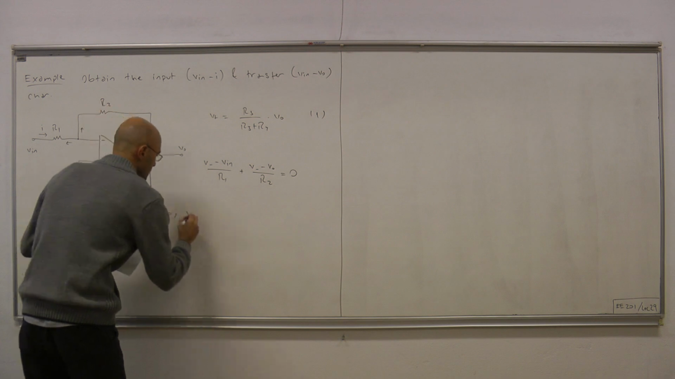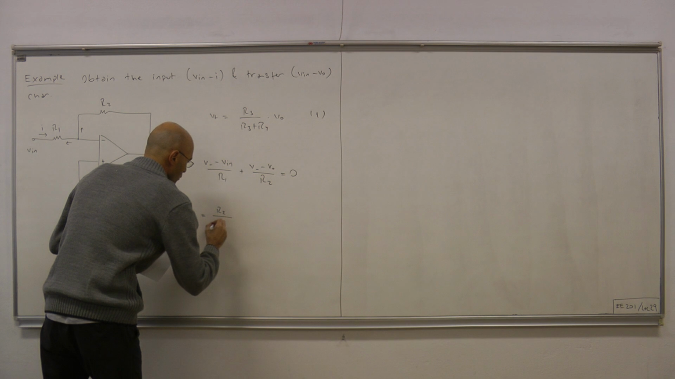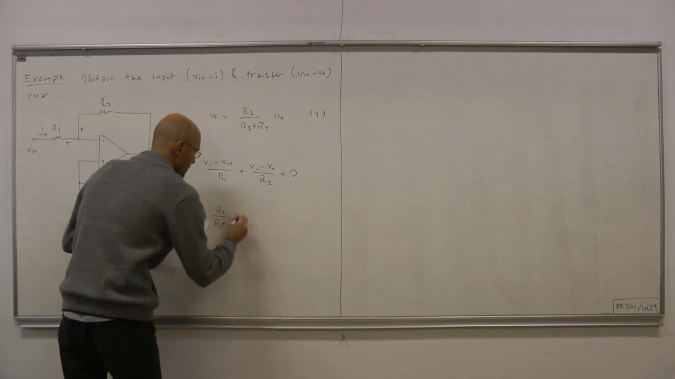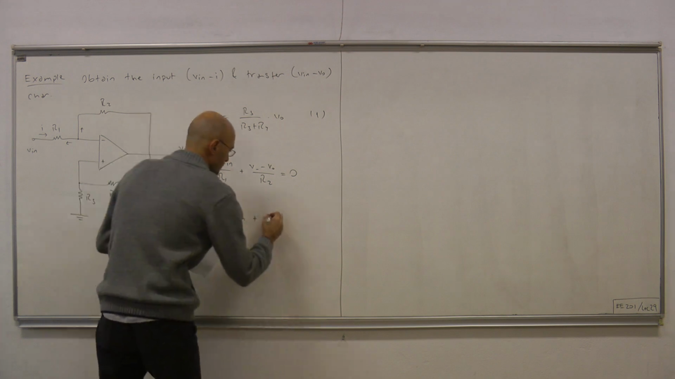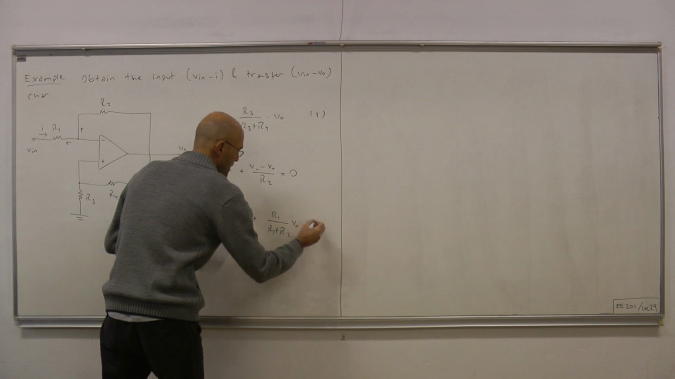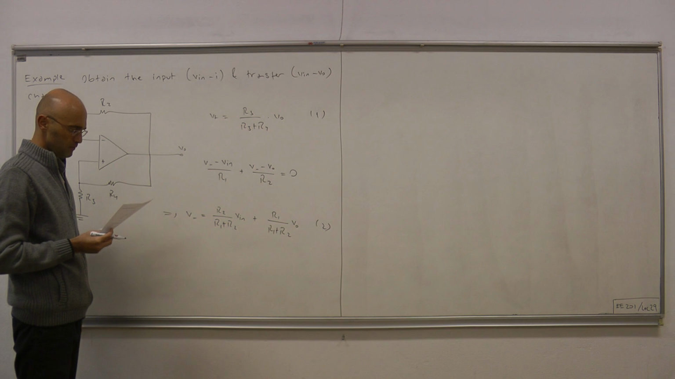So we have V minus equals R2 over R1 plus R2 times V in, plus R1 over R1 plus R2 times V out. Let's call this equation number 2.